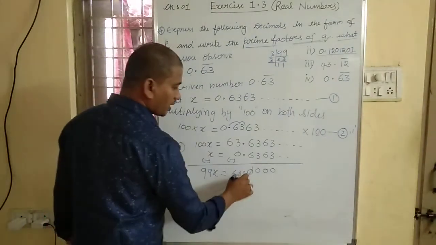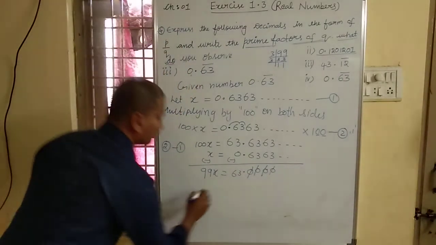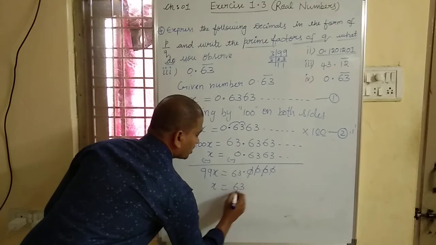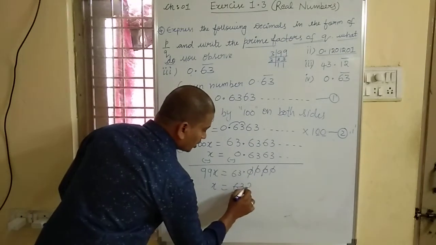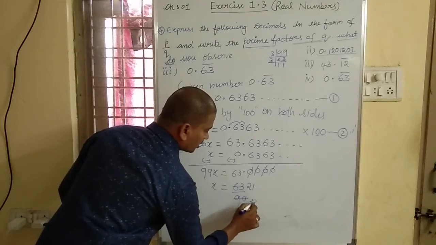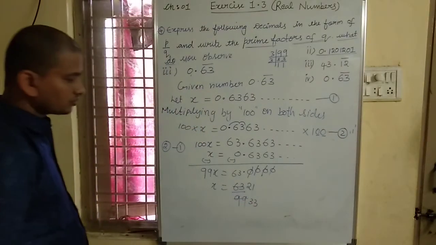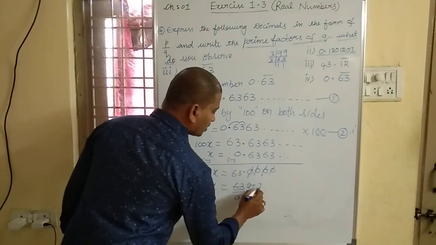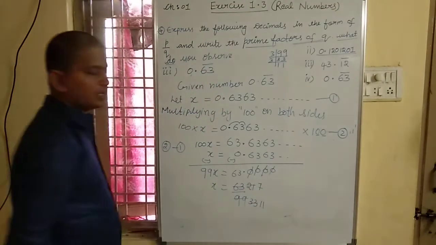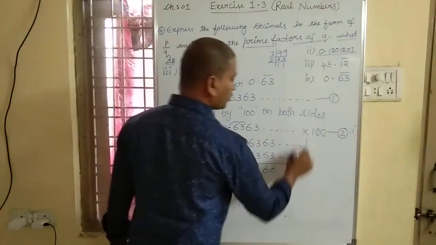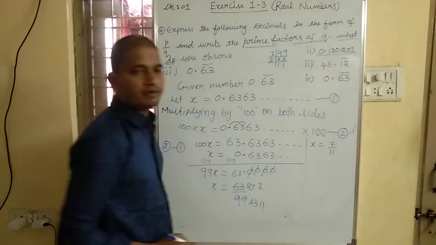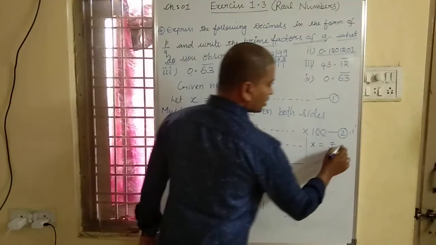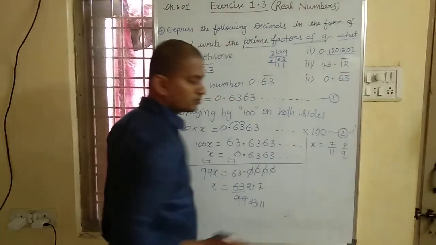So after the decimal point there is no value for 0. So x is equal to 63 by 99. Dividing by 9: 9 times 7 is 63, 9 times 11 is 99. So what we got? We got x equal to 7 by 11, which is in the form of p by q.